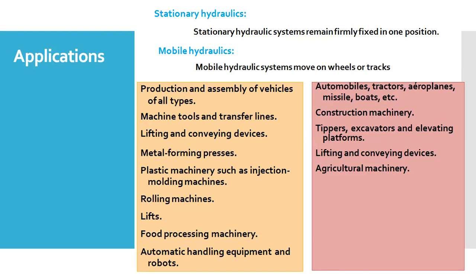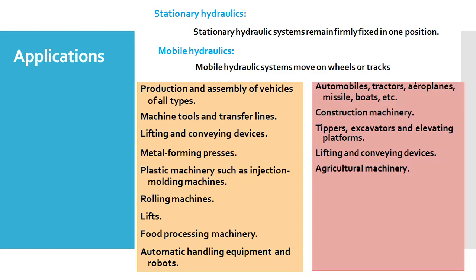So that is being used in production and assembly of vehicles of all types, machine tools and transfer lines, lifting and conveying devices, metal forming processes, plastic machinery such as injection molding machines, rolling machines, lifts, food processing machinery, automatic handling equipment and robots, and automobile tractors, aeroplanes, missile boats, etc. Construction machinery, tippers, excavators, and elevating platforms, lifting and conveying devices, and agriculture machinery.